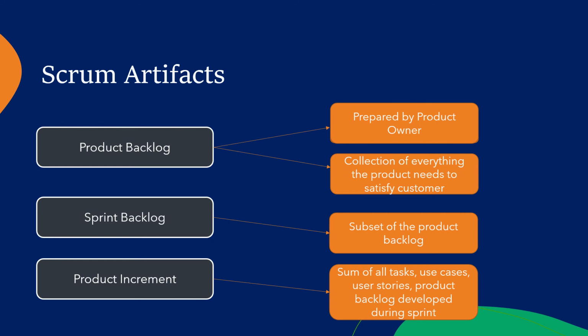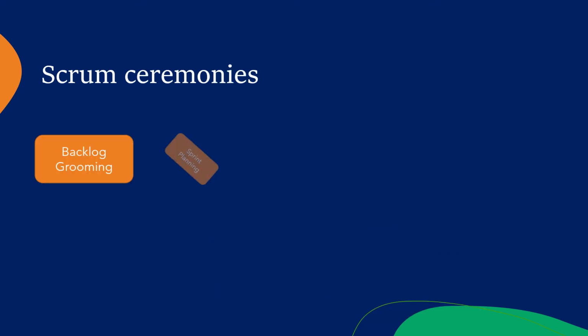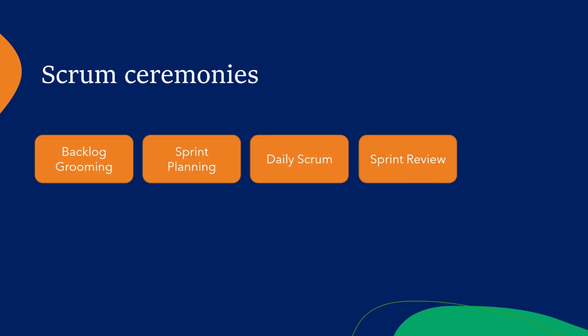Product increment is all about the sum of all tasks, use cases, user stories, and product backlog items developed during the sprint. Scrum ceremonies are the events that happen, for example, backlog grooming. Backlog grooming is all about refining the backlog to ensure it contains the appropriate items, and they are prioritized, and also to make the items at the top of the backlog ready for delivery.